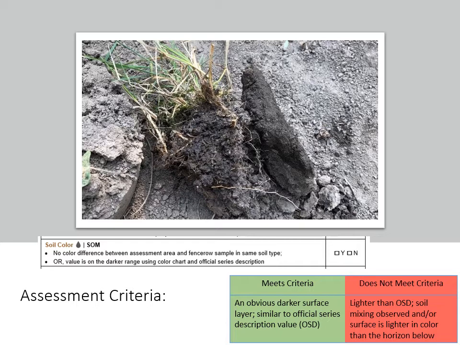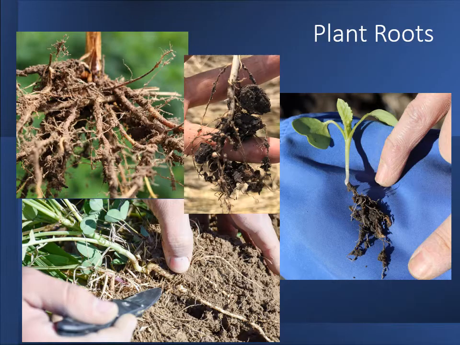So again, our assessment criteria is to look for an obvious darker surface layer, and if it is similar to the series description, then we would meet criteria. Again, if we compare it to an undisturbed adjacent area and they're the same color, then that indicates that we are meeting assessment criteria. Next, we're going to look at plant roots for assessment.